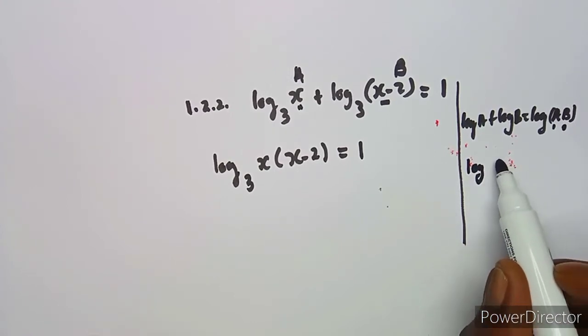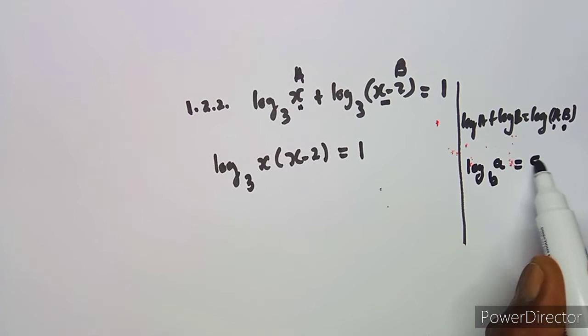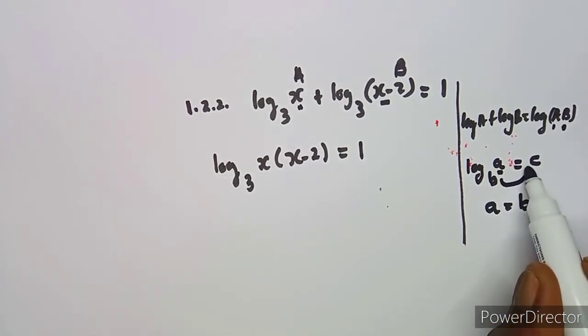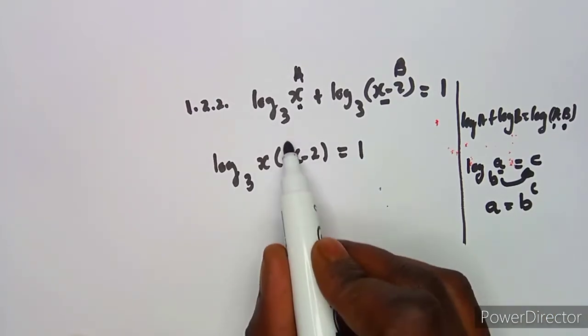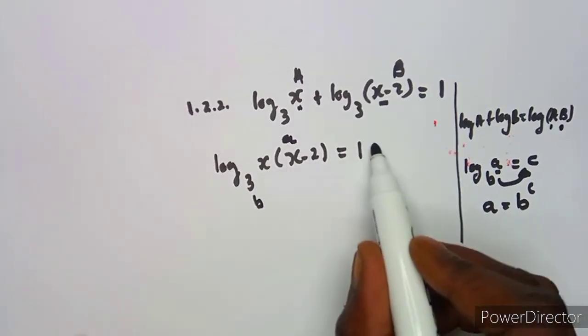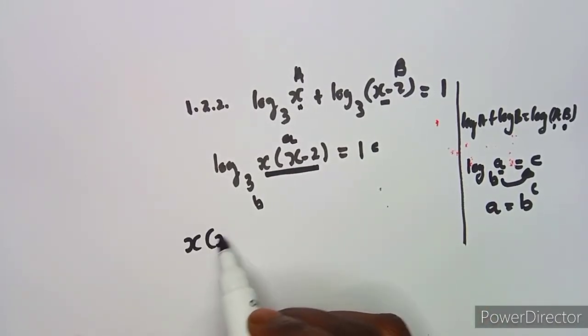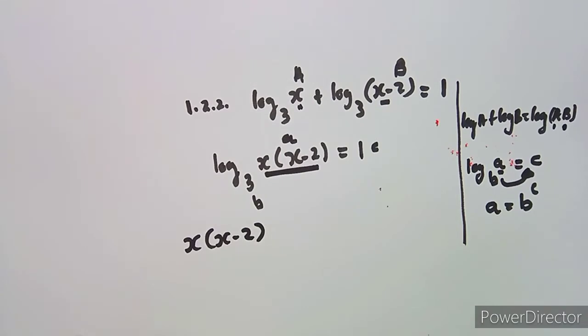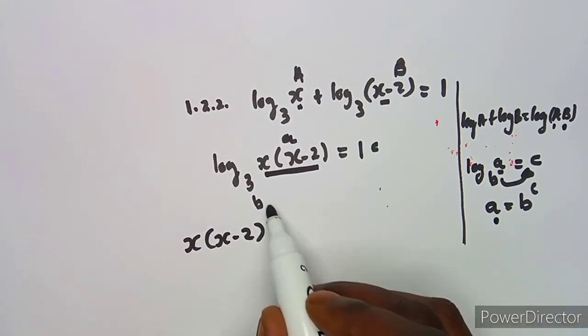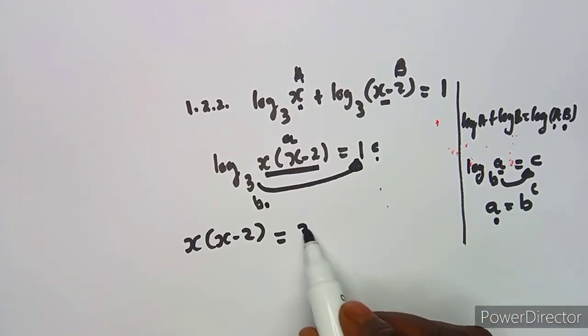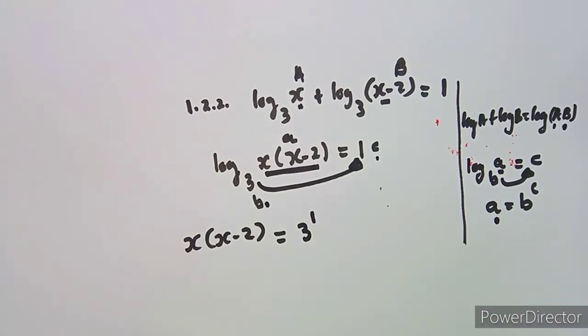Remember, I told you that log a base b is equal to c can be written as a is equal to b to the exponent of c, like this. So this is your a, this is your b, this is your c. So it's a, this whole part here, x into x minus 2, is equal to b to the exponent, which is 3 to the exponent of 1. So you're going to have something like this. This is now exponential form, which is easier for you to solve.